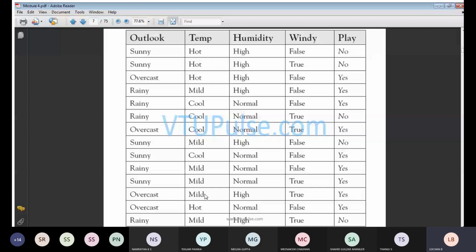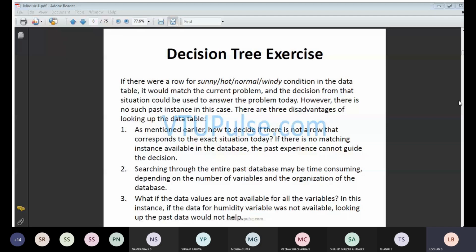One more thing I want to tell you: today I have sent the notes to your CR, the third module as well as the fourth module. Important questions for your second IA I will give next week. Today the CR will be sending the notes to your group. So start studying. IA is on 28th and 29th.